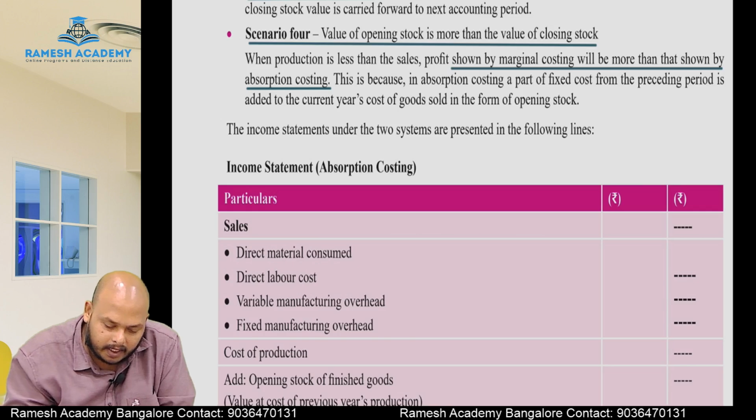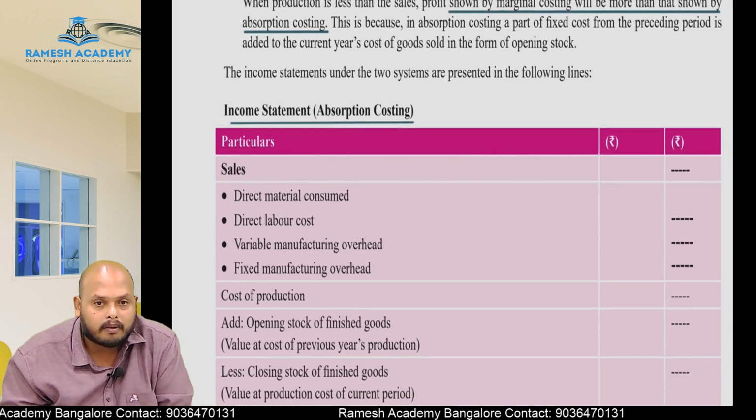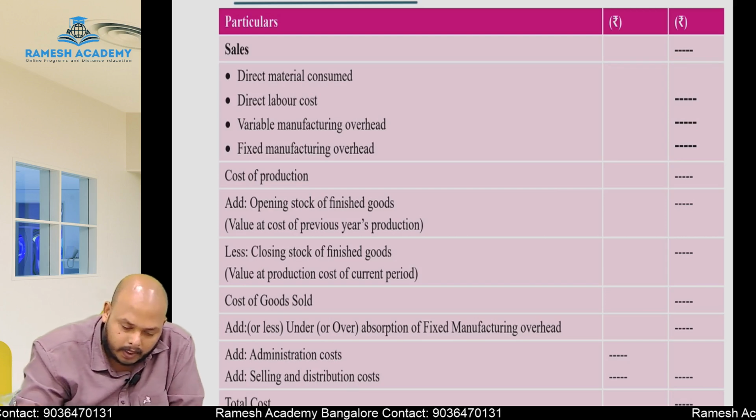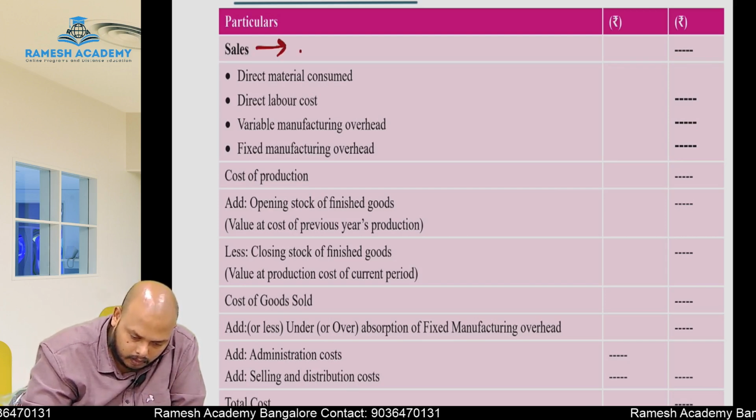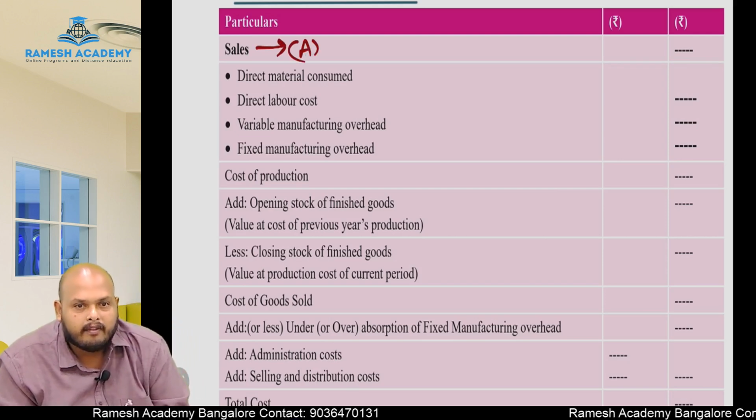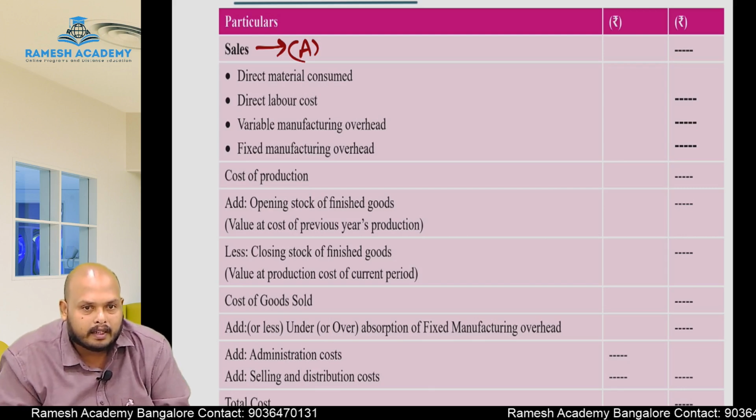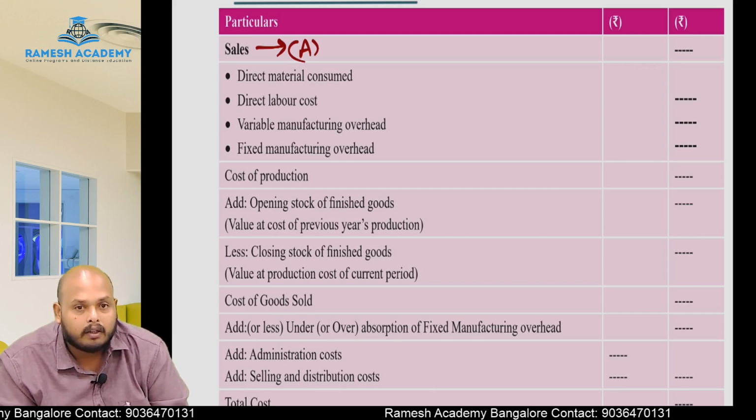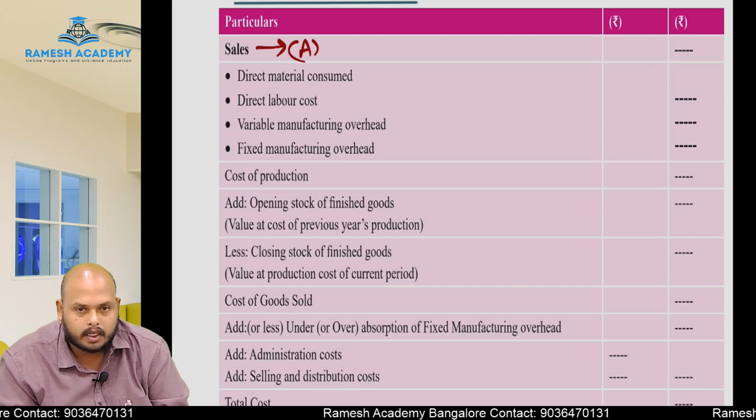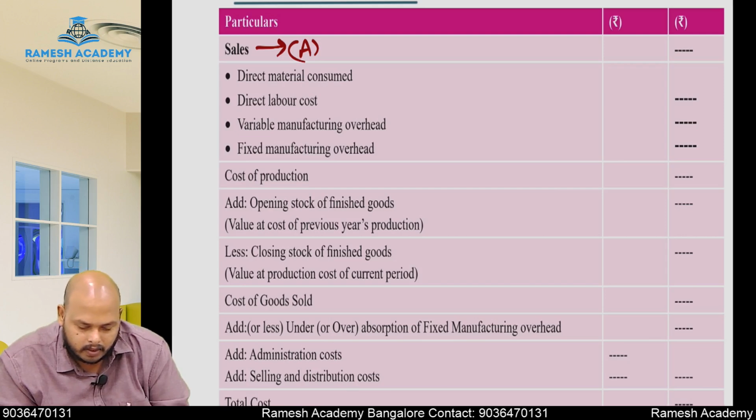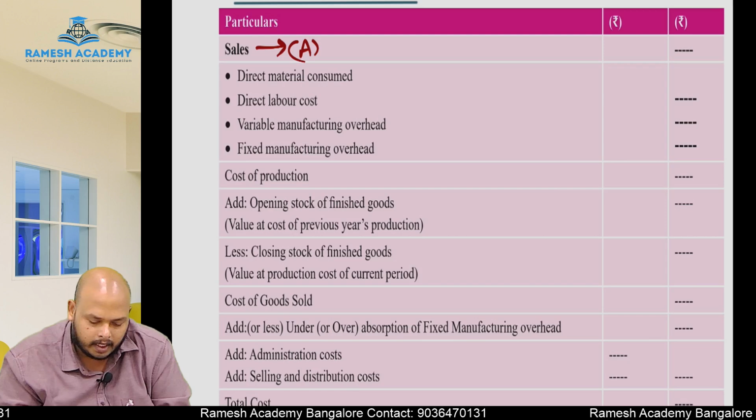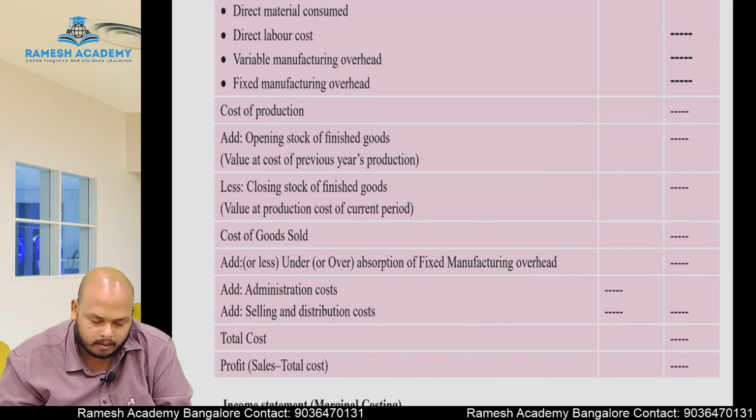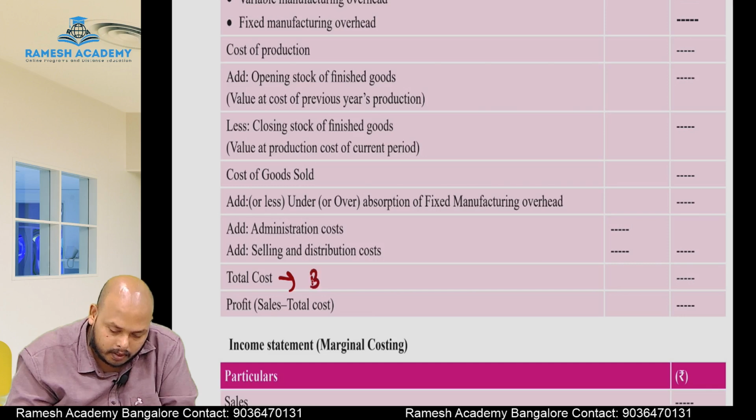Next, they gave the income statement format as per absorption costing. Sales, we take as A. Then we calculate total cost using the cost sheet: direct material consumed, direct labor cost, variable manufacturing overheads, fixed manufacturing overheads. If you add all these, the resultant figure is cost of production. Add opening stock of finished goods less closing stock of finished goods, and the resultant figure is COGS. Add over or under absorption, administration cost, selling and distribution cost, and the resultant figure is total cost. This is treated as B.